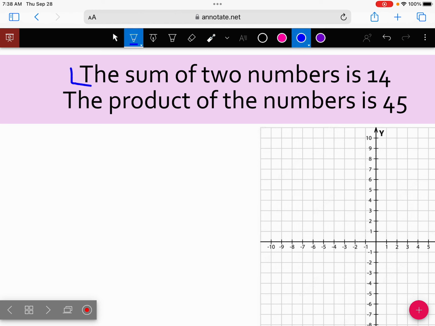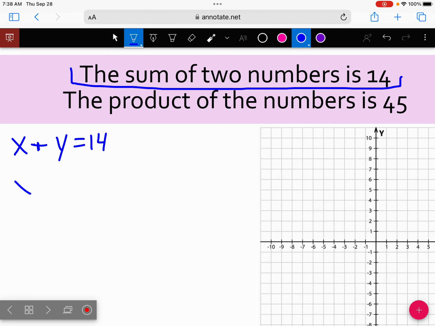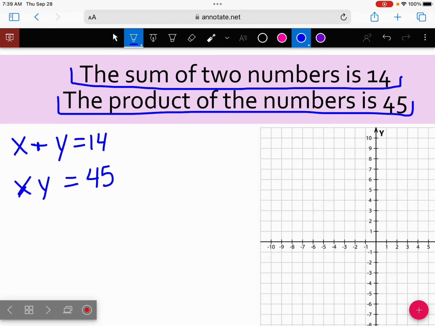So what we have here feels like a system of equations. It feels like we took a step back in time, but it's okay. Because we've got the sum of 2 numbers is 14. So if I said x plus y equals 14, and the product of the 2 numbers, x times y, equals 45, we can kind of do the substitution thing like we did in the last chapter.